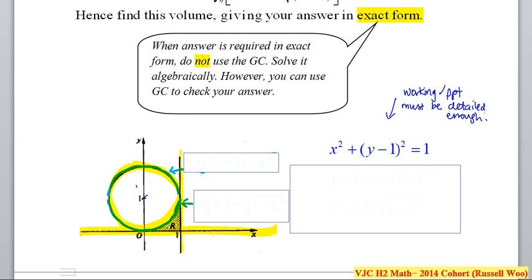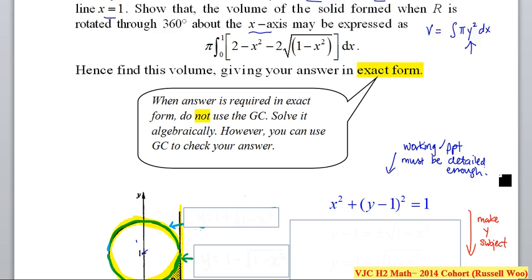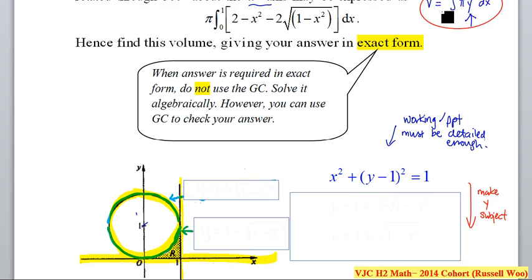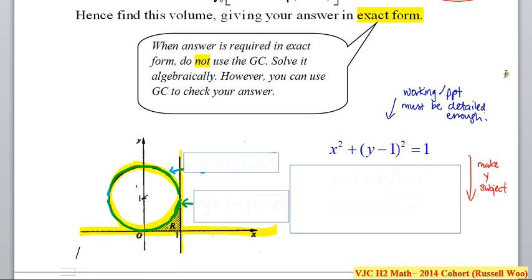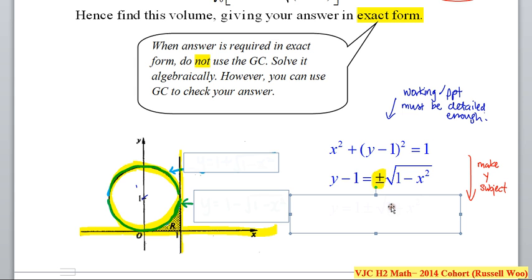We are going to make y the subject. Correct? Because we eventually want it here. Correct? So, how do we make y the subject? Not difficult. Bring the x squared over the other side and then take square root. Let us not forget the plus minus square root. And we get here 1 plus minus square root.